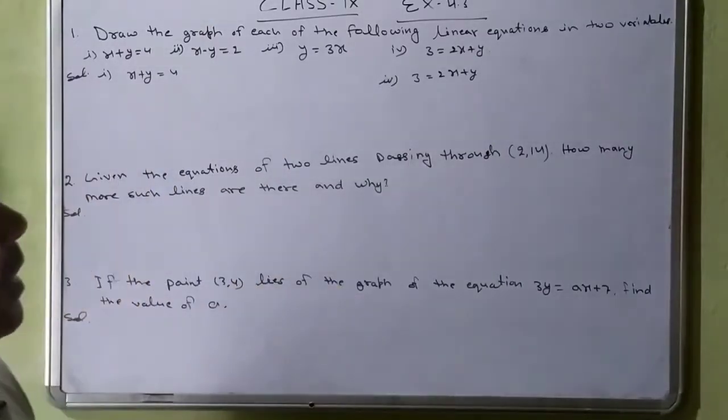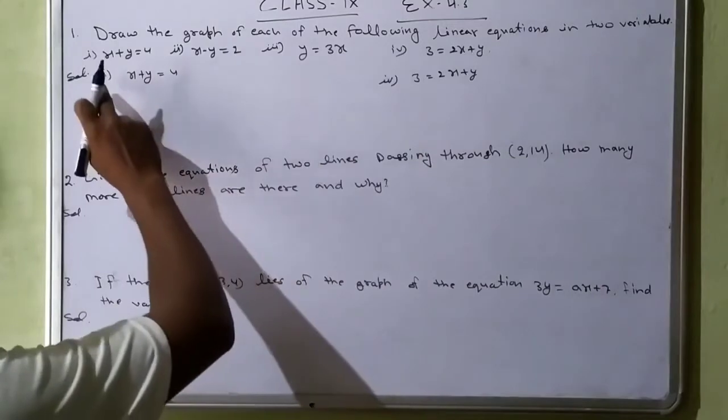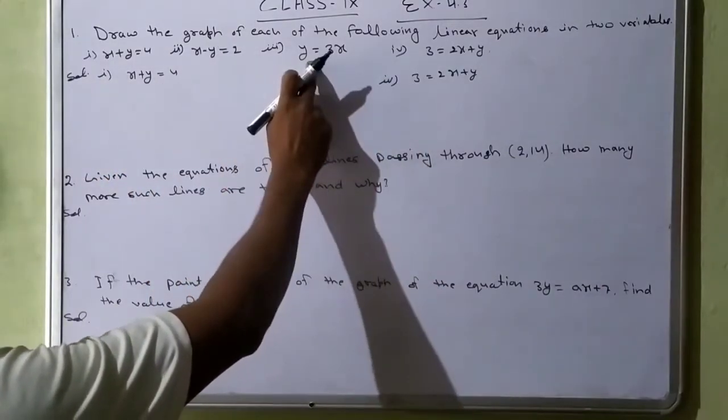Today we are taking exercise number 4.3. Draw the graph of each of the following linear equations in two variables. Here are the four parts. So I am doing only the first part and the fourth part. You will do these two parts at home.